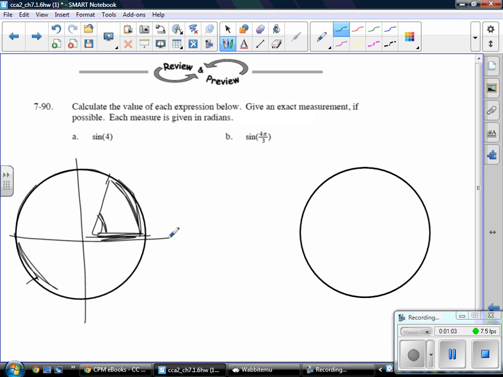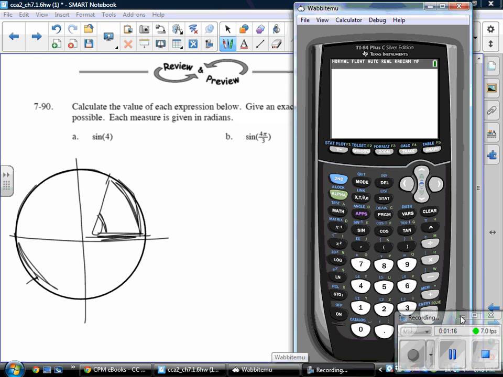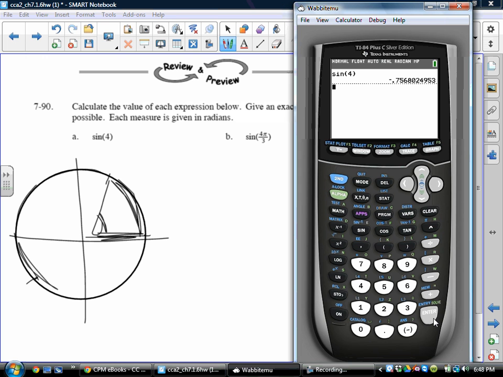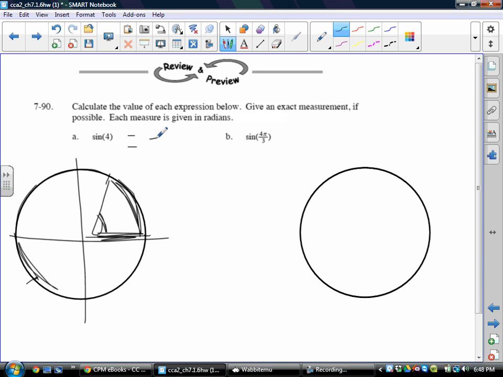But we haven't talked about what the sine of 4 radians is. We've been talking about pi and pi over 2 and pi over 3 radians. So this is when we're going to use our calculator, and we're going to make sure that it is in radian mode. Alright, so now we're in radians. I can't find an exact value, so I'm just going to find sine of 4 radians. Negative 0.76, we'll call it, equals negative 0.76.